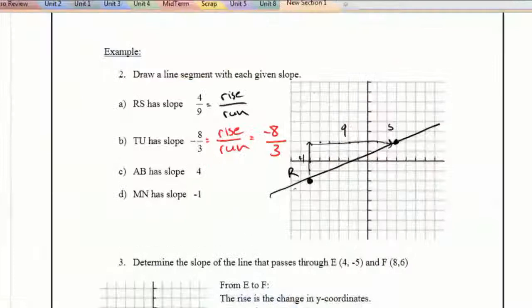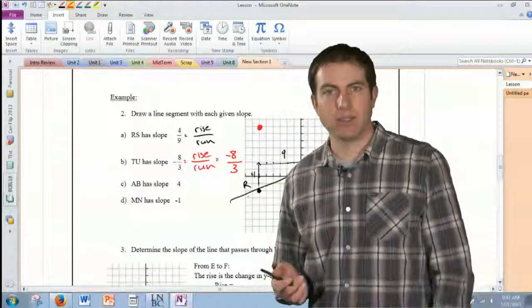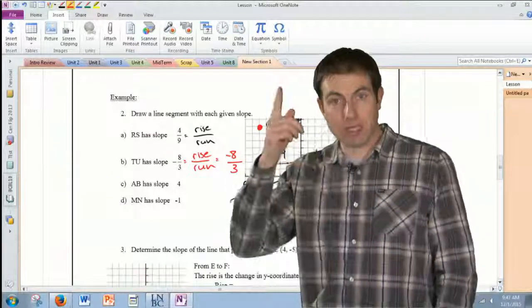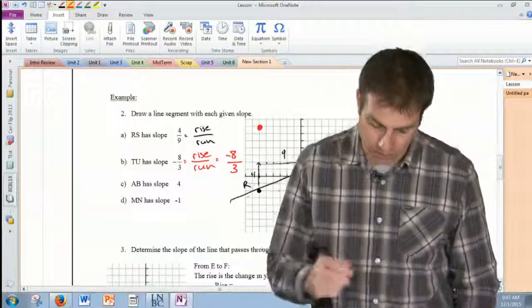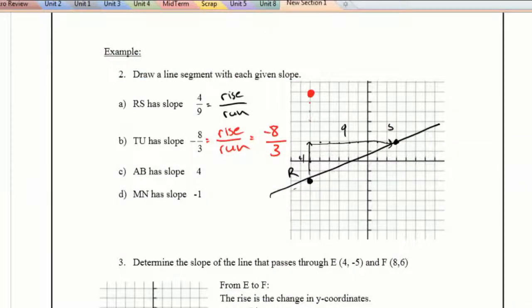If that helps, I'm going to pick a point. Maybe this guy way up here. And I'm going to go from left to right. Now my rise is negative 8. So instead of going up 8, because it's negative 8, I'm going to go down 8. So here goes 1, 2, 3, 4, 5, 6, 7, 8. There we go. So we've gone down 8. And my run is 3. 1, 2, 3. So there's my second point.